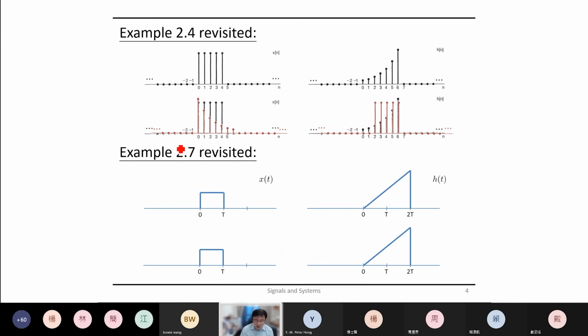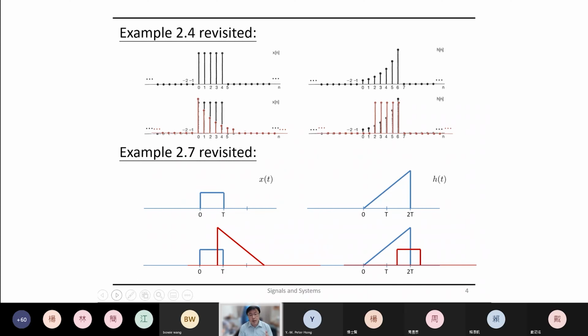Now, if you look at example 2.7 again, this has the same implication. Previously, when we wanted to compute the convolution between x and h, we started out by taking the time reversed version of h, and then sliding this over x. But the commutative property tells us that we can also do this the other way around. We can take the time reversed version of x and slide it over this function h.